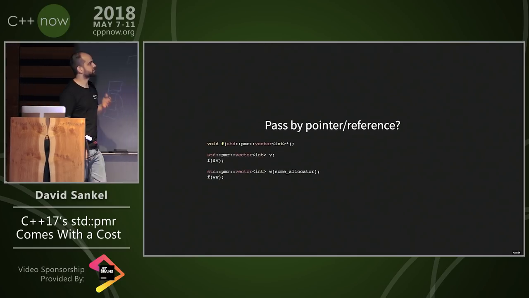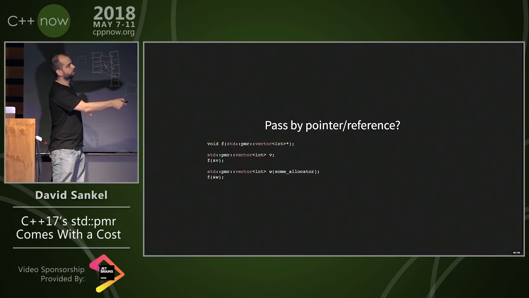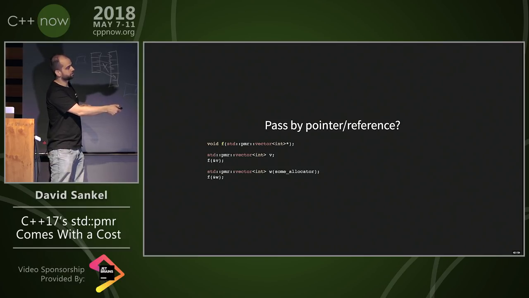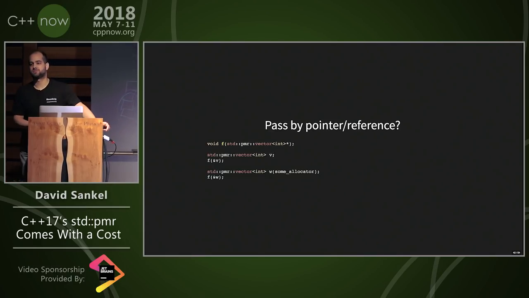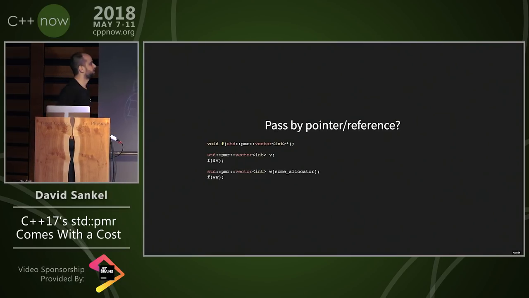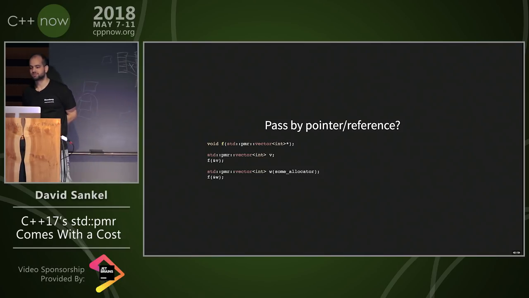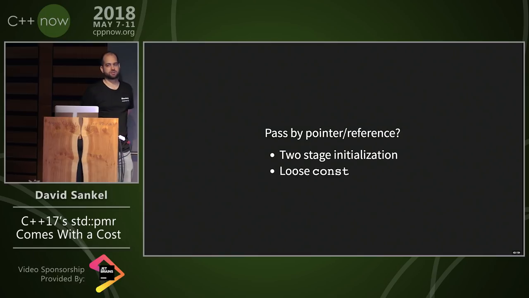It certainly has development costs. So what about this? Pass in by pointer or reference. Now F takes in a pointer to a vector, and I initialize my vector with a default allocator. I call F, and it fills it in, or W with some allocator, and it fills it in. What do you guys think about that option? I thought we left that in '98 or something. I hear some grumbling. So yeah, it's not too good either.